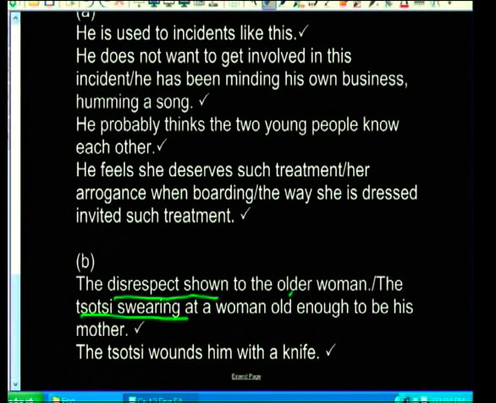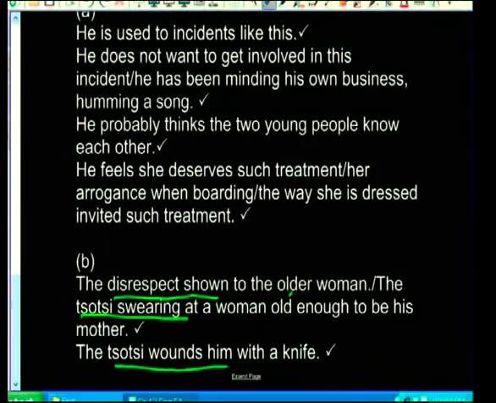And also, what spurs him on to action is the fact that he was hurt. He was hurt physically. He was attacked as well. The Tsotsi wounds him with a knife. So it is only after the Tsotsi attacks him with a knife that he's spurred into action. Probably, had he not been attacked or physically harmed, he would have also been very, very neutral and accepted what had taken place on the train.